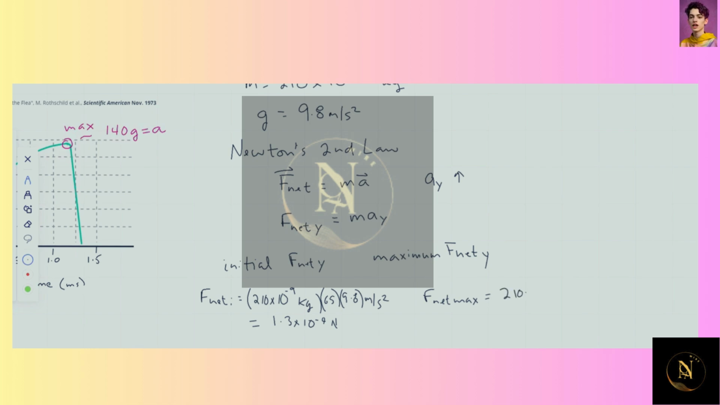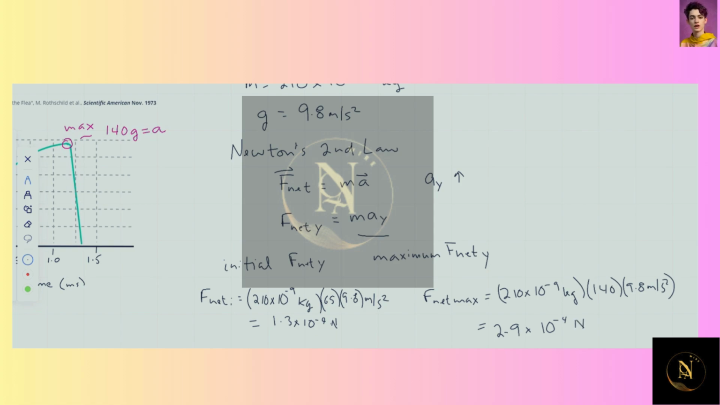So we take the bug's mass, and we're simply doing that calculation times 140 times 9.8 meters per second squared. And we will get the force in newtons. Let's see, and that's 2.9 times 10 to the minus 4 newtons.